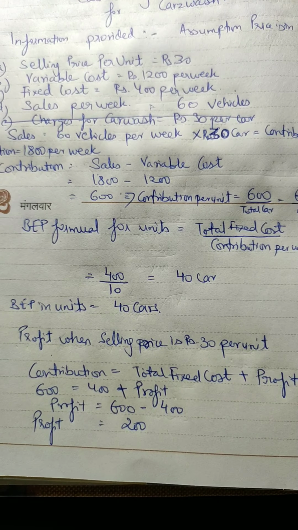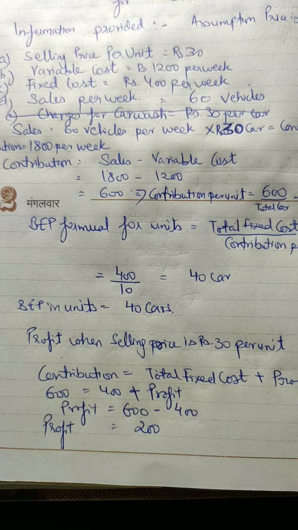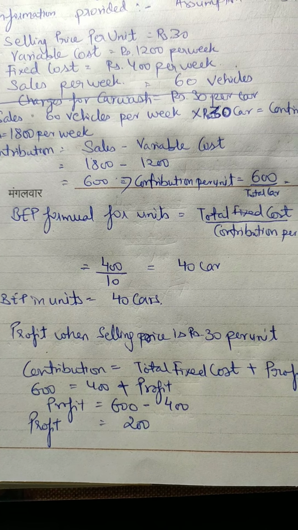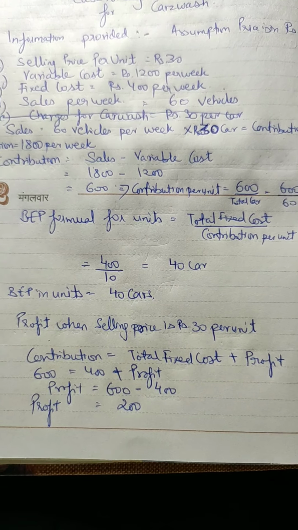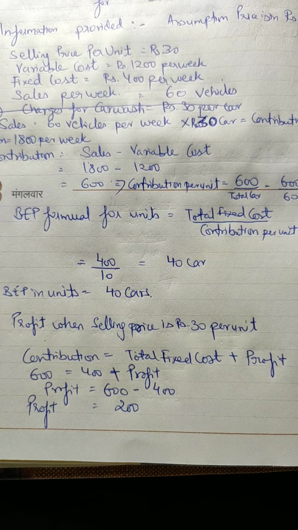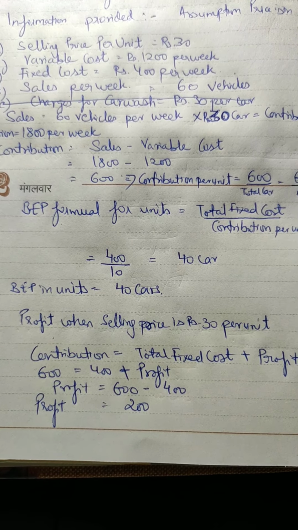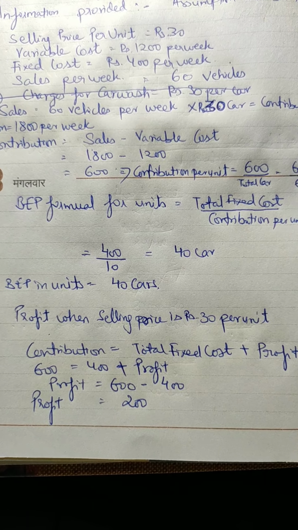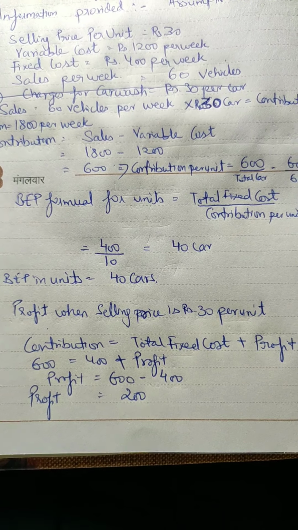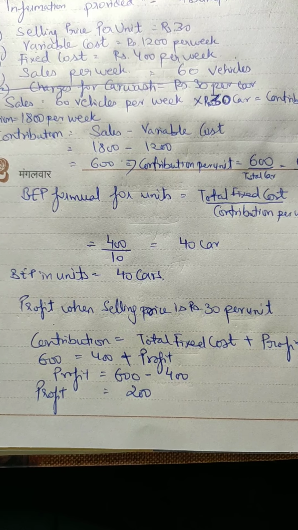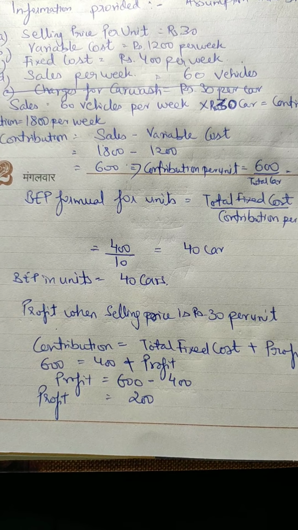The second question asks about what will be the profit when selling price is rupees 30 per unit. So we will use the formula contribution is equal to total fixed cost plus profit. So contribution is 600, total fixed cost is rupees 400 plus profit. We will use the LHS RHS method and it will give us profit of rupees 200.